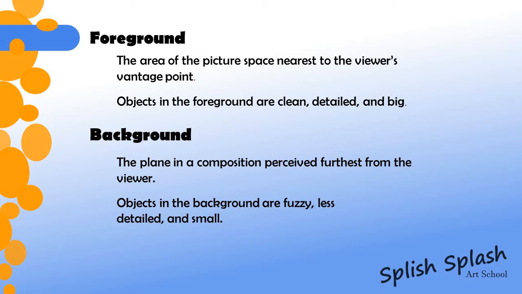The foreground of a picture or a painting or drawing is the area of the picture space nearest to the viewer's vantage point. The objects in the foreground are clean, detailed, and a lot of times larger than the ones in the background. Your background is the plane in a composition perceived furthest from the viewer, things towards your horizon line. These objects are fuzzy, less detailed, and are smaller than the ones in the foreground most times.